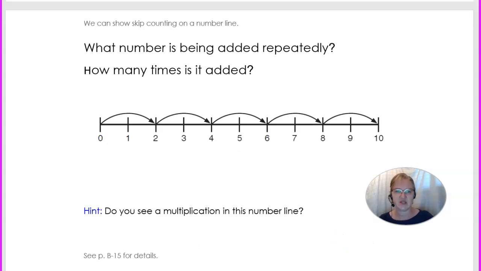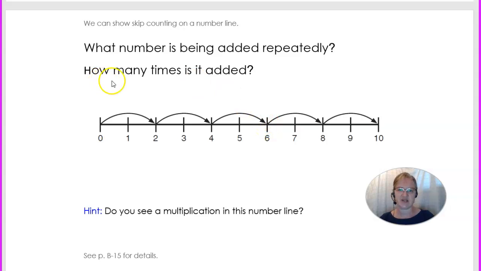So you've likely seen something like this already before. It's showing skip counting on a number line. So if we look at this, the question we first want to ask is what number is being added repeatedly? So if we're starting at 0, jump to 2, then we're jumping 2 more and 2 more. So the number that's being added repeatedly is 2.